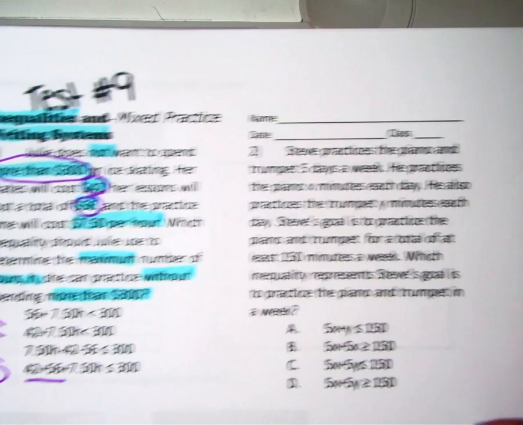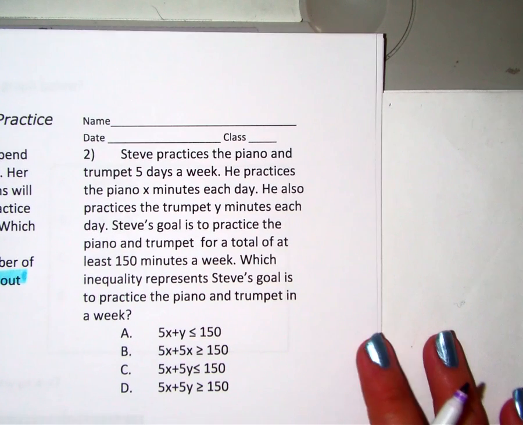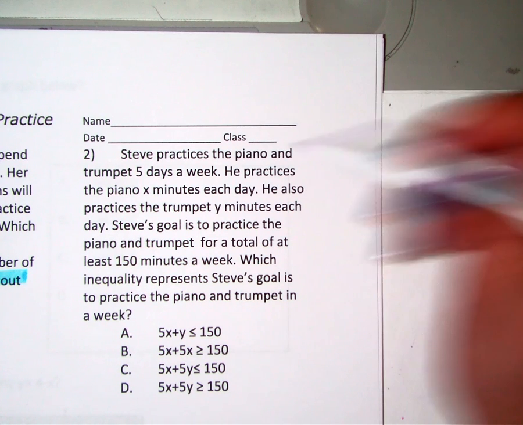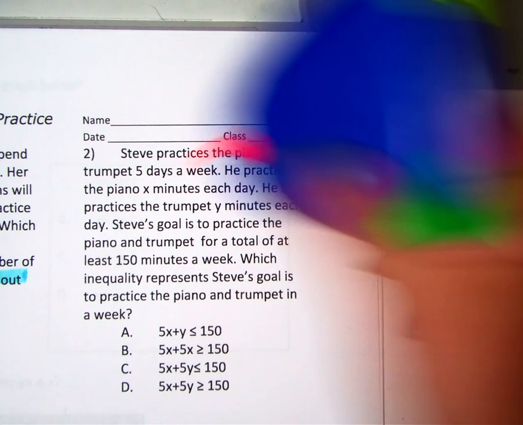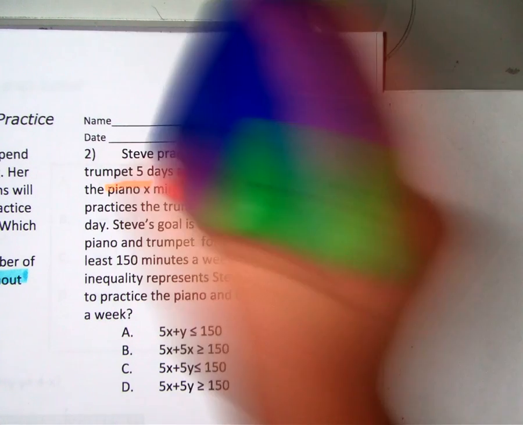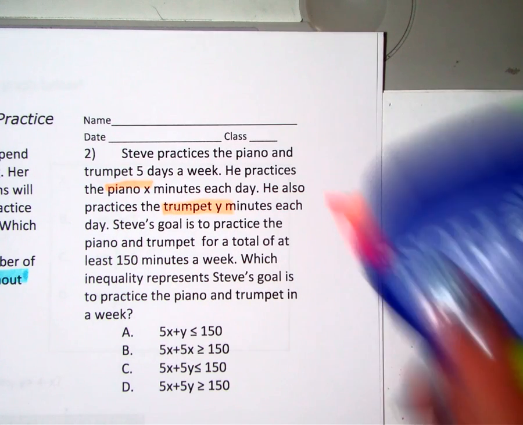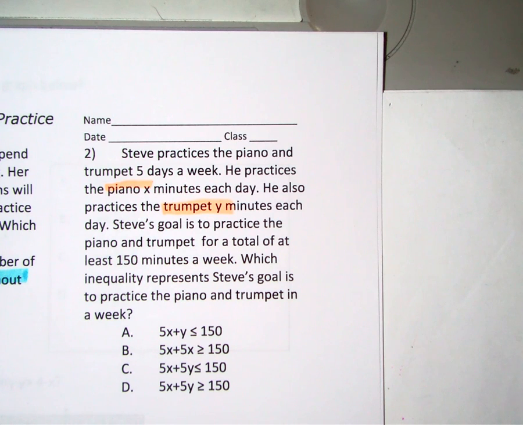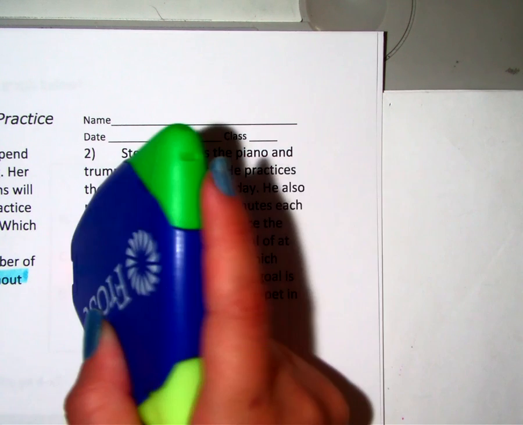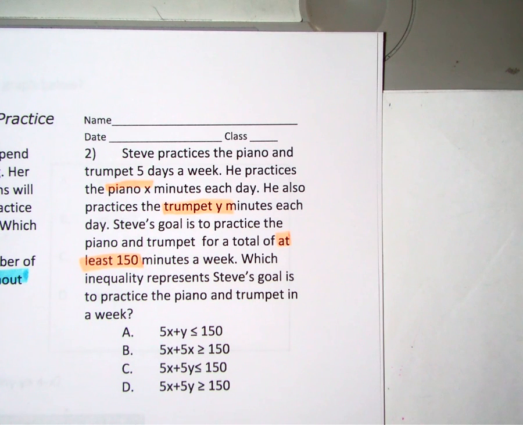Let's look at number 2. Steve practices the piano and trumpet 5 days a week. He practices the piano for X minutes each day. So piano is X. He also practices the trumpet Y minutes each day. Steve's goal is to practice the piano and the trumpet for a total of at least 150 minutes each week. Which inequality best represents this?